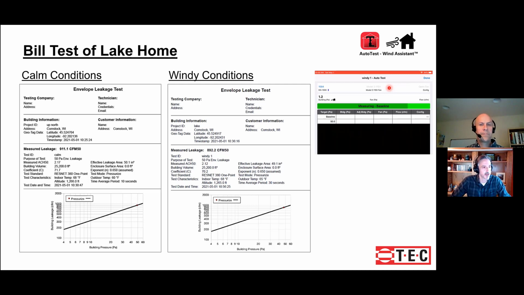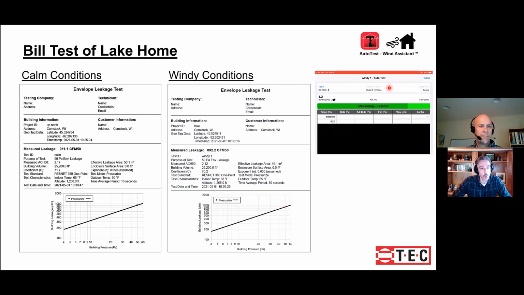I ran this test under calm conditions and then simulated windy conditions to see if I could get Wind Assistant to show on. I just took a fan out and blew it on the outdoor hose. The one on the left is what happened in the calm conditions. And what you can see here is, just like I hoped, it was a pretty tight building with a 2.1 or 2.2 ACH50. On the left, under calm conditions, the time average period shows 10 seconds.